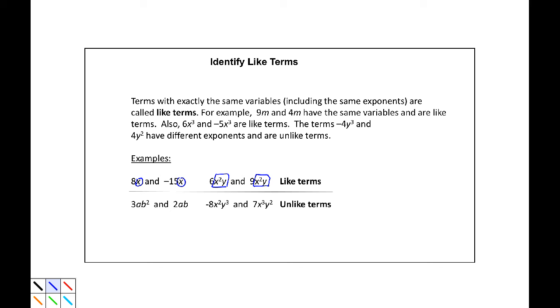3ab squared and 2ab are unlike terms. The variables are the same, but the exponents differ. And then negative 8x squared y cubed and 7x cubed y squared have the same variables and the same numbers in the exponents, but they do not match. X squared, x cubed, so those are unlike terms.